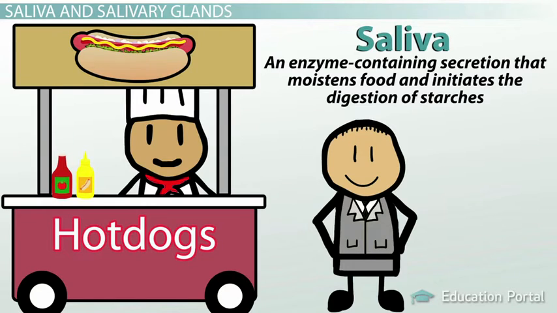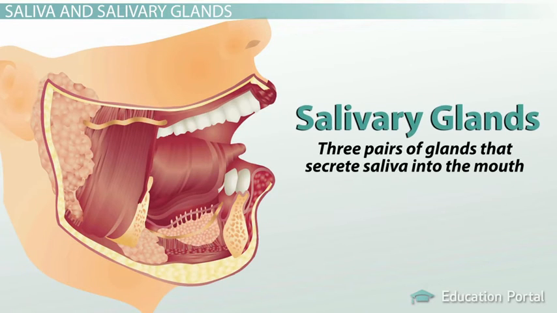Well, it's not exactly correct to say that Frank's mouth produces water. Instead, it's saliva that is produced. Saliva is an enzyme-containing secretion that moistens food and initiates the digestion of starches. Just like you, Frank has 3 pairs of glands that secrete saliva into the mouth. These glands are collectively called your salivary glands.